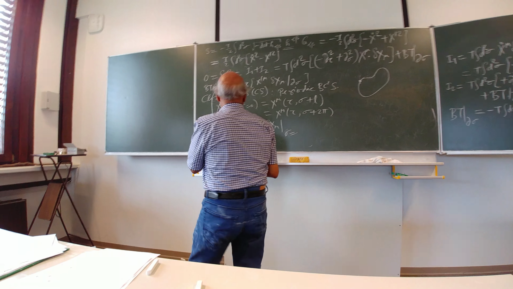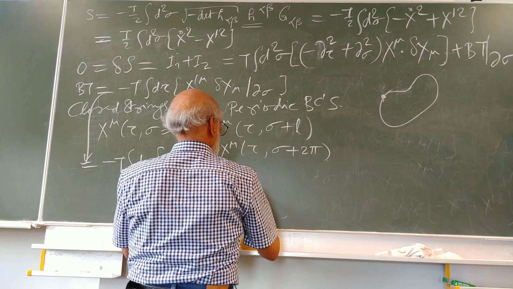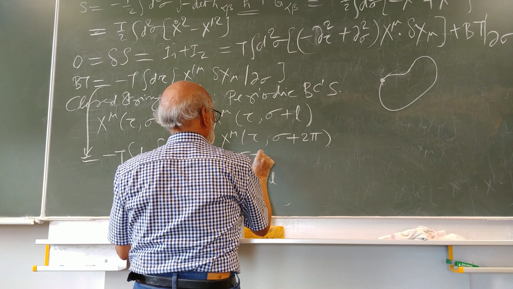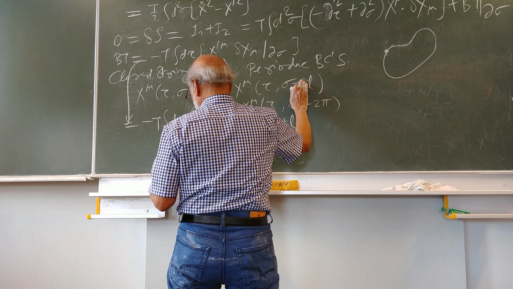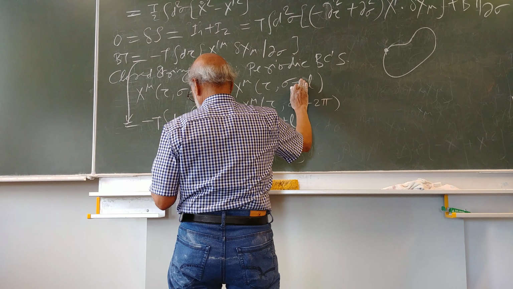This is at sigma equal to minus L to sigma equal to plus L. Because this x mu has the same value at sigma equal to 0 or sigma equal to minus L, if you like, and sigma equal to plus L. So it's periodic: sigma equal to 0, sigma equal to 2 pi.